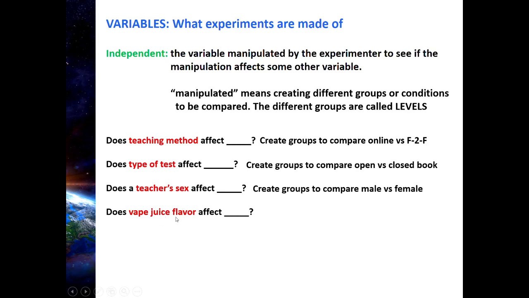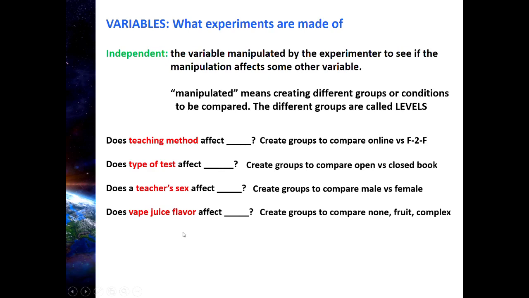Now you have to manipulate this variable. How are you going to do it? Well, you might do this. You're going to create different levels. Remember, the groups or categories are referred to as levels. So here you have 3 levels: no flavor, fruit flavor, and a complex flavor. A complex flavor would be something that is a combination of maybe different fruits. So fruit flavor might be lemon, whereas this is going to be Pina Colada Express or something like that. It's more complex. So these are the 3 levels of your independent variable, vape juice flavor.